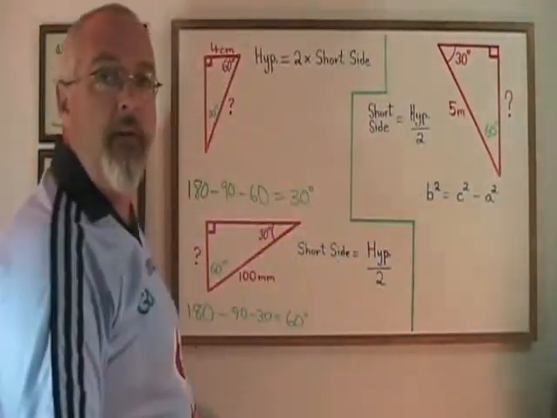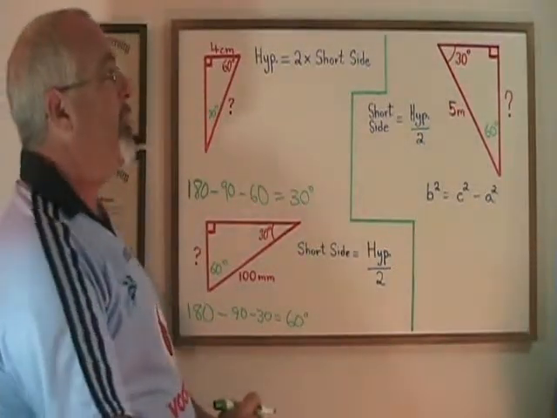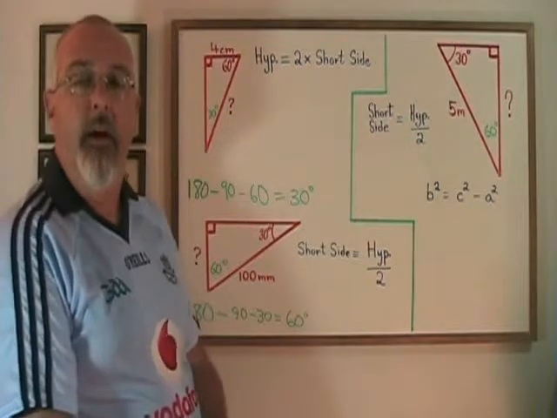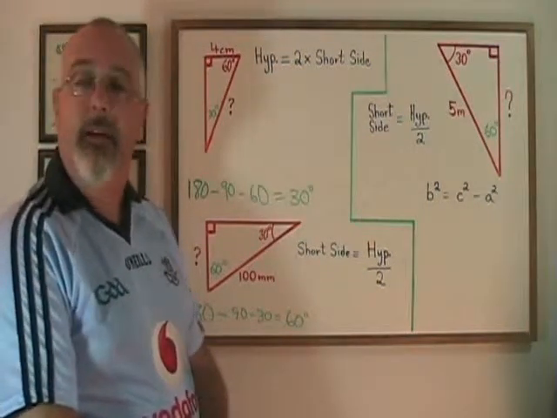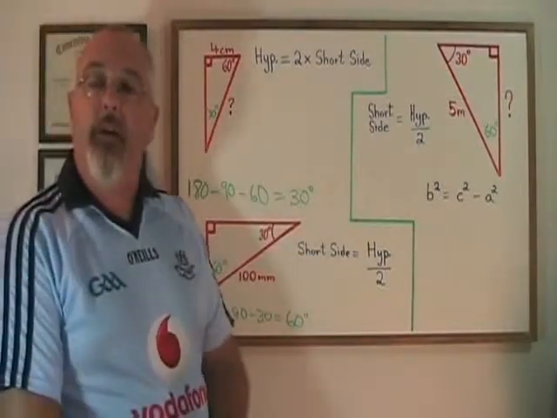This becomes very routine after doing it a couple of times. When you see a right triangle with a 90 and a 30, you know the missing measure must be a 60. And when you see a right triangle with a 90 and a 60, you know the missing measure must be a 30.